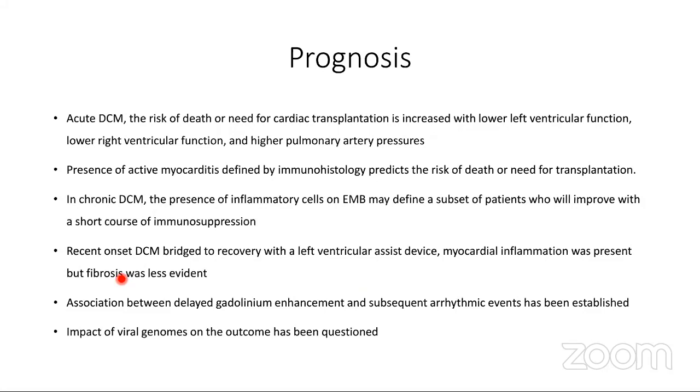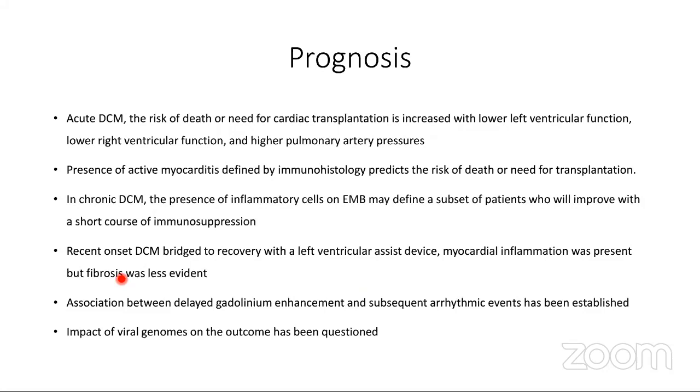In patients with chronic dilated cardiomyopathy, if we find inflammatory cells on endomyocardial biopsy, this is good, not bad, because this subset of patients may improve with a short course of immune suppression. In a patient with recent onset dilated cardiomyopathy bridged to recovery, we found the inflammation was present, but fibrosis is not evident. This means if you find abundant inflammatory cells in the myocardium, there may be hope if the patient is supported well during this period and the inflammation subsides. If the fibrosis is much more, the recovery will be delayed.